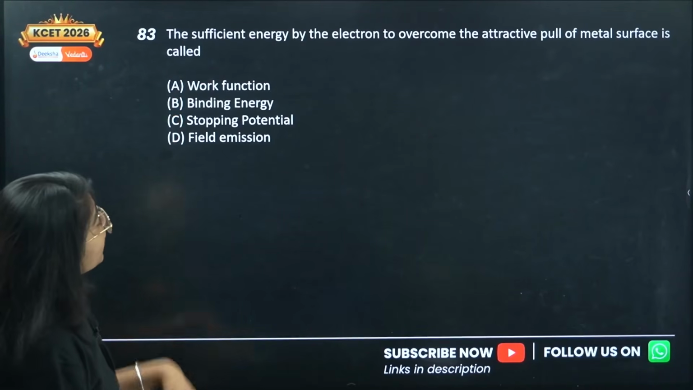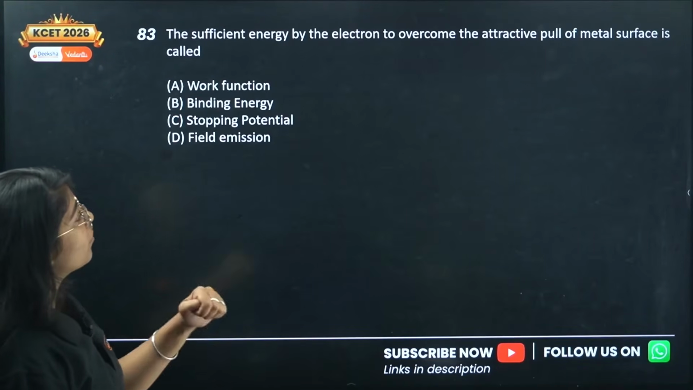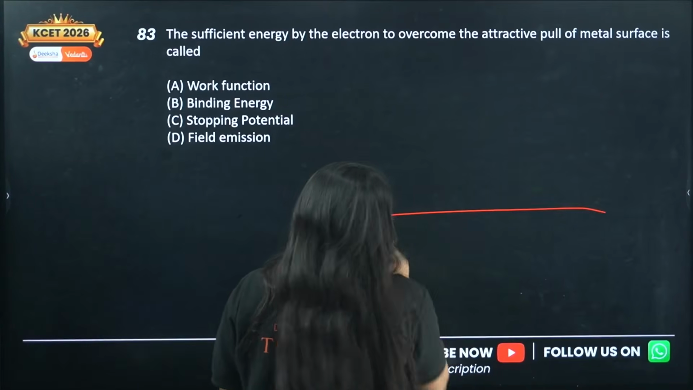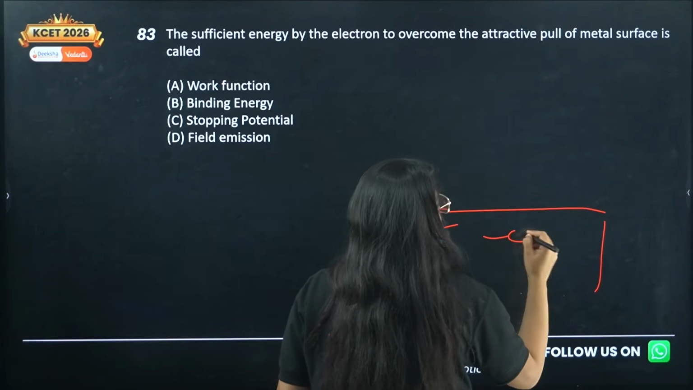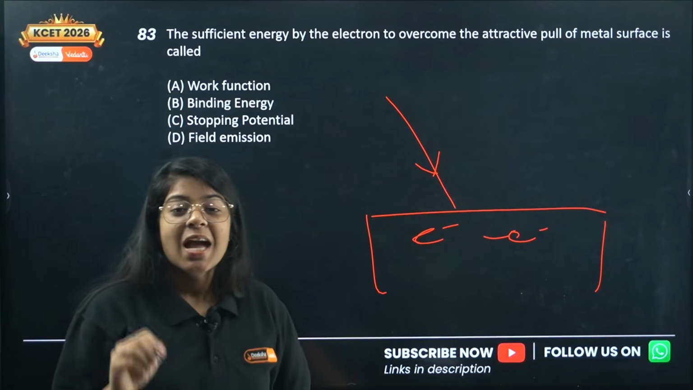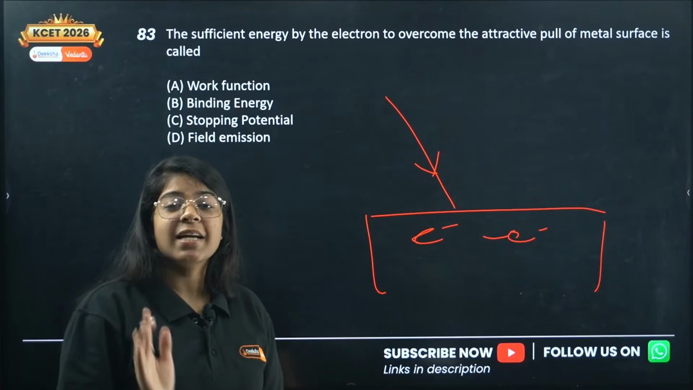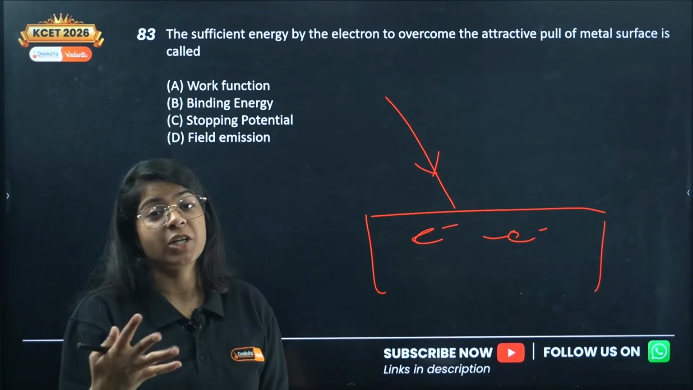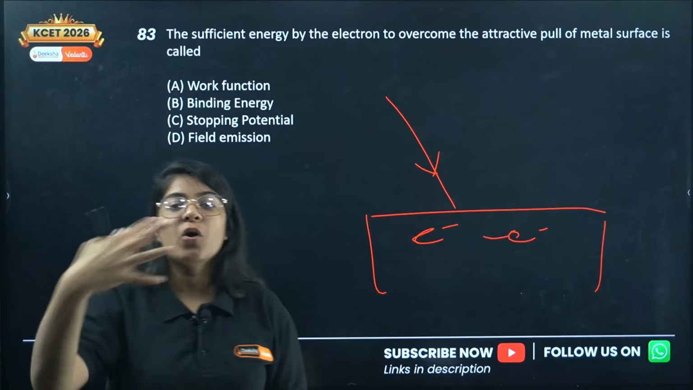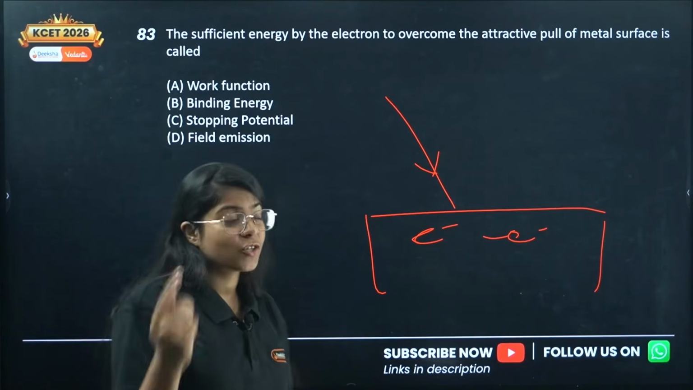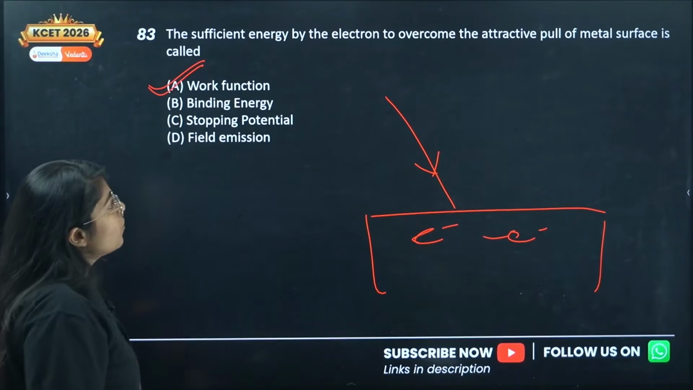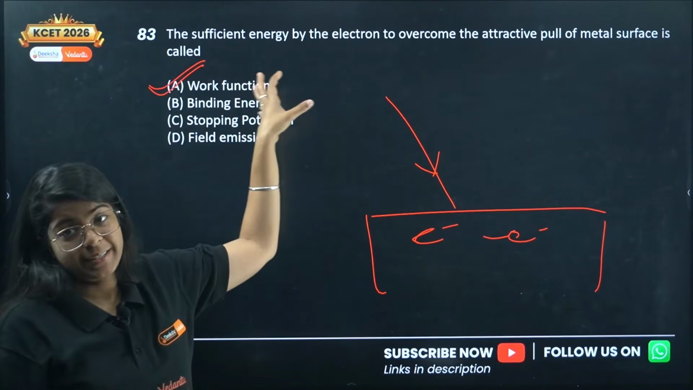83rd, the sufficient energy by the electron to overcome the attractive pull of metal surface is called. Now I have a metal surface, correct? We have electrons here, correct? And a photon, a light ray is coming. Now when the light ray is incident on the metal surface, the electron gets ejected, but there is a condition. The electron gets ejected only if the energy of this light is more than the work function of the electron, which is the attractive pull between the metal surface and the electron. So work function is the correct answer.